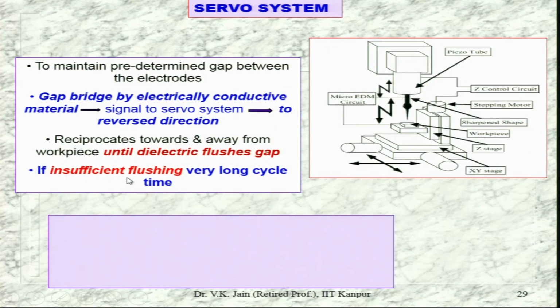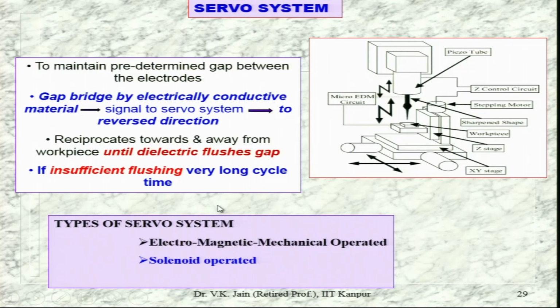If there is insufficient flushing, then there is a very long cycle time, because the tool will keep on moving up and down before sparking really takes place. So, it reduces the efficiency of the process if flushing is not proper. Types of servo systems: electromagnetic, mechanically operated, solenoid operated, and the third one is hydraulically operated.